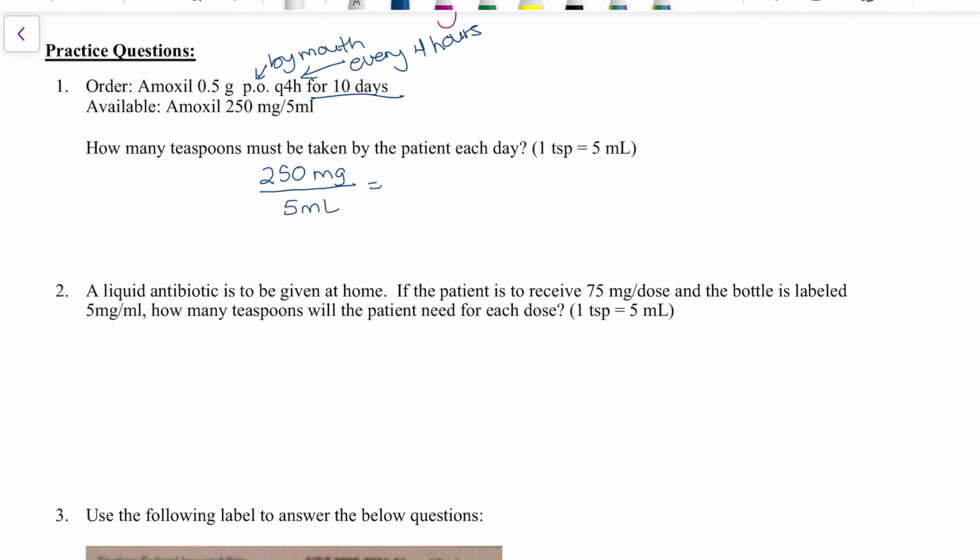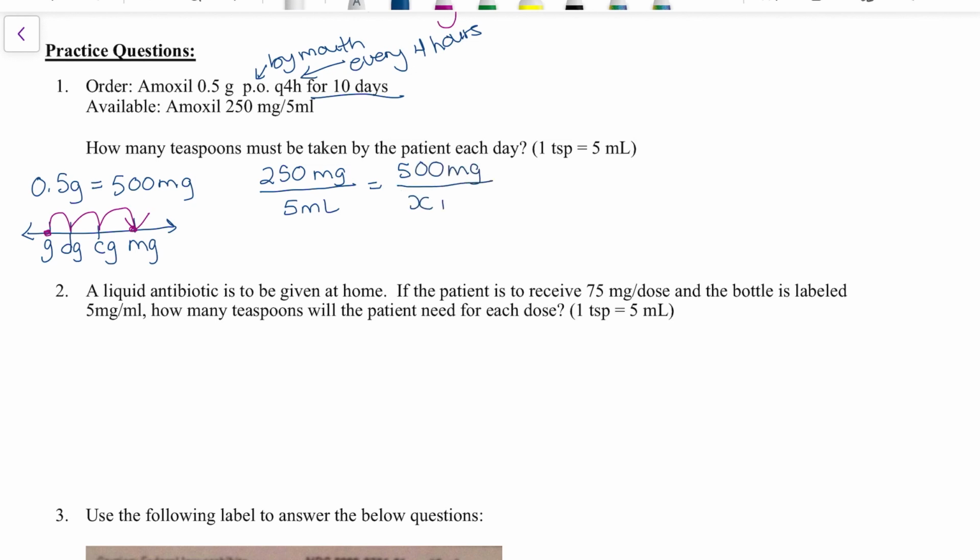Now ordered was 0.5 grams. I'm going to put that into milligrams because we always want to work in what's available to us. So 0.5 grams is going to be 500 milligrams. Again, you can think of it as on our metric scale, we have grams, decigrams, centigrams, milligrams. So to get from grams to milligrams, I'm going to times by 10, 1, 2, 3 times, which gets me to 500 milligrams.